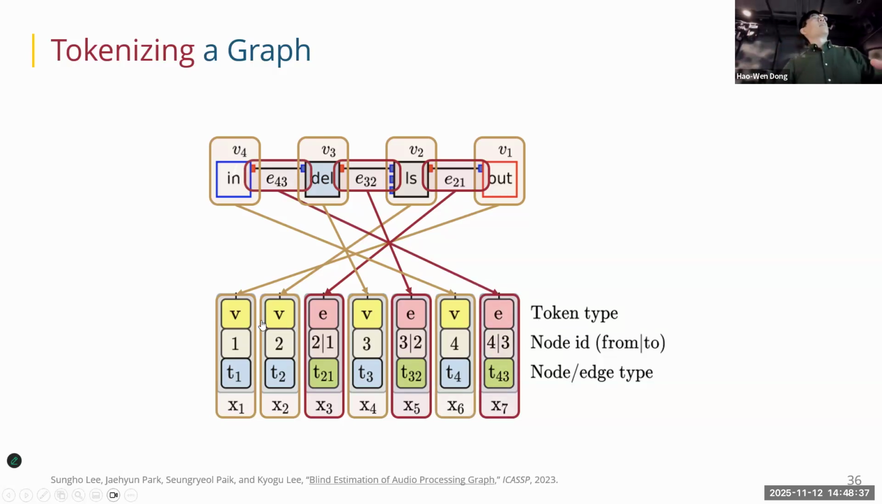Token type is whether it's a vertex or an edge. Then the node ID will be these numbers. And the node and edge type is basically what these things are. So in this case, out, LS, the delay, and this is basically your input. So you can use a transformer to generate those, because now you can tokenize it. All the way from the outputs, can you generate these processing graphs until you reach the input? That's essentially what they want to do here.